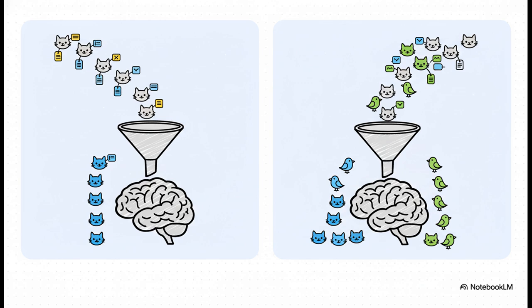Then you've got its total opposite, unsupervised learning. This is like dumping a giant box of Legos on the floor and just saying, sort these. The machine has to figure out on its own, okay, these are all red squares and these are blue circles. No instructions, just raw data.